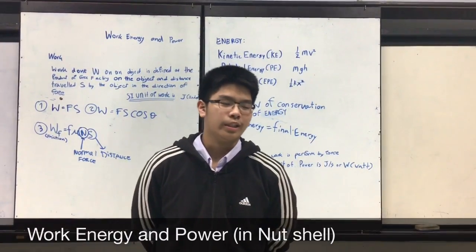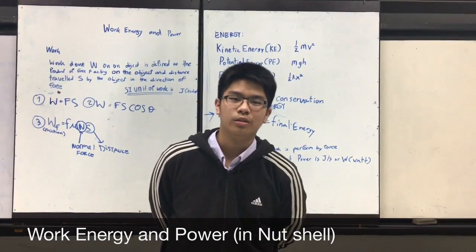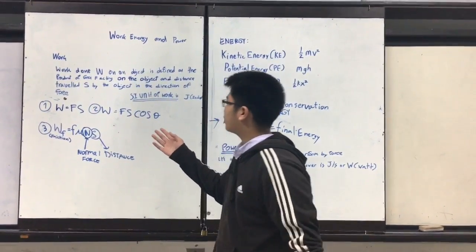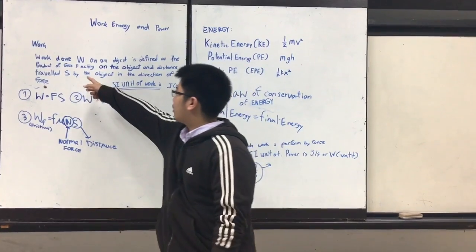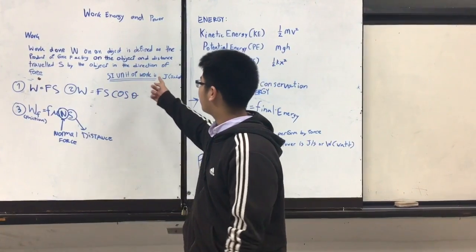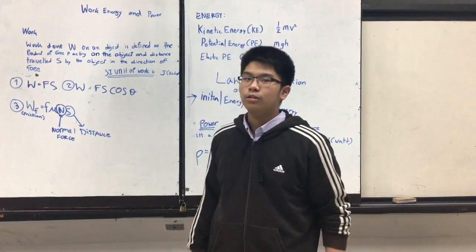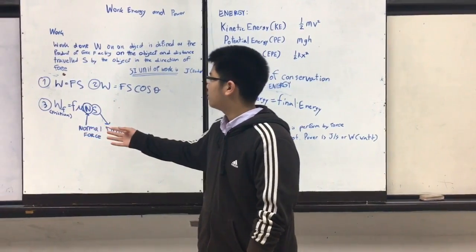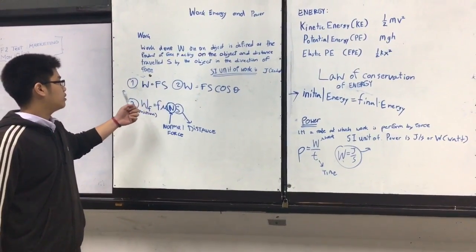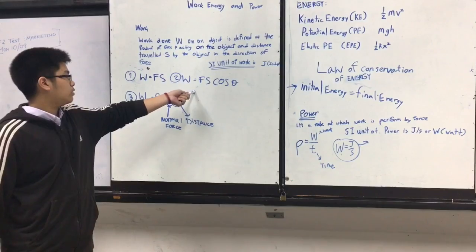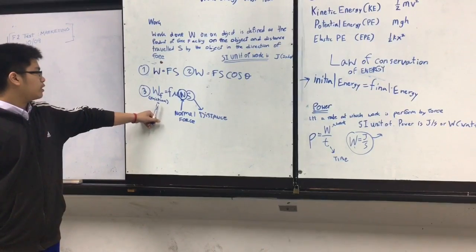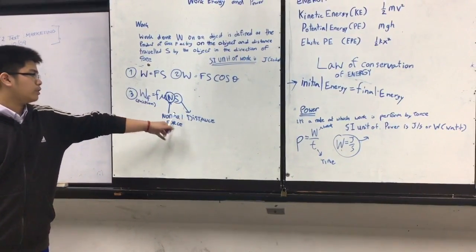Hello, my name is Akarawat Udomlaksananont from 4A, number 22. I'm going to present work, energy, and power. Work done W on an object is defined as the product of force F acting on the object and distance traveled S by the object in the direction of force. Work has three formulas. The first one is W equals Fs. Number 2, W equals Fs cos theta. Number 3, W friction equals mu times normal force times distance.